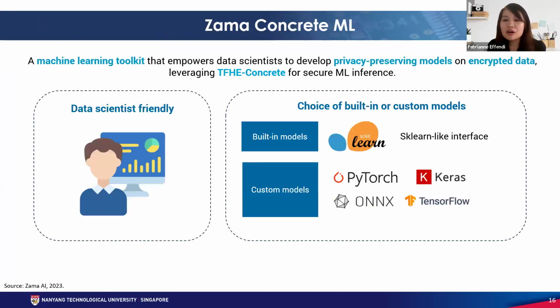Concrete ML is a Python machine learning toolkit by Zama that empowers data scientists to build privacy-preserving models on encrypted data, leveraging TFHE Concrete for secure machine learning inference. So it's data scientist friendly and can seamlessly adapt from classical APIs with a choice of built-in or custom models. Built-in models adopt an sklearn-like interface, and you can also build custom models using external libraries like PyTorch, Keras, and TensorFlow.